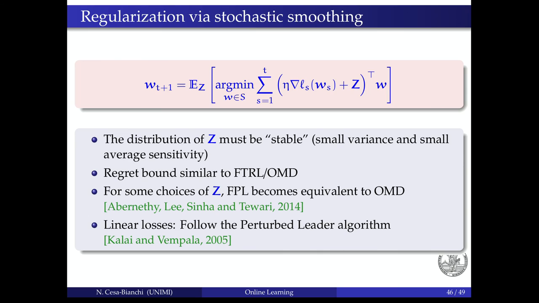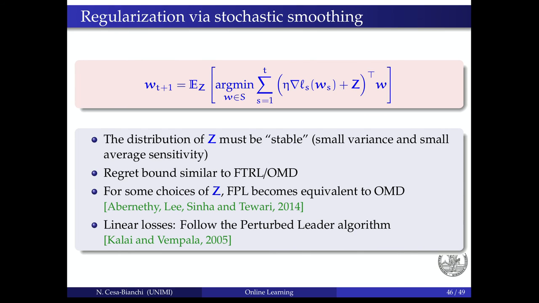For instance, instead of using a strongly convex regularizer, you may use a stochastic regularizer, which is like a random vector picked according to some distribution. And this is the way your follow the regularized leader looks whenever you use a stochastic regularizer instead of a strongly convex regularizer. In the linear case, this is called follow the perturbed leader. It's an algorithm due to Kalai and Vempala, but you can phrase it also for general convex losses.